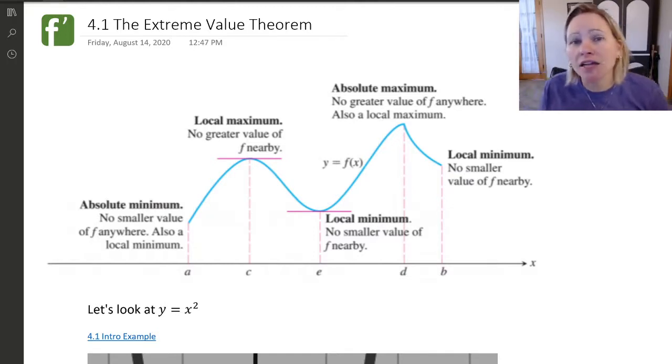And we can have two kinds of maxes and mins. We can have an absolute max and a min. That means it's the biggest or smallest value on the interval. There's nothing bigger, nothing smaller. It's absolute. We can also have these things called local mins and local maxes.